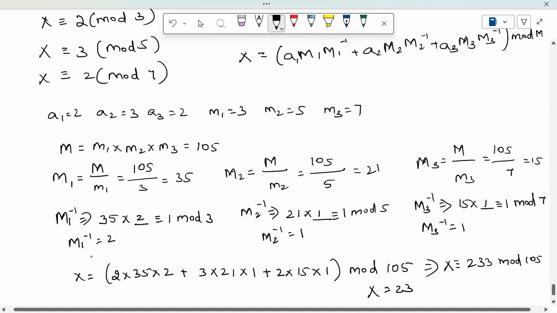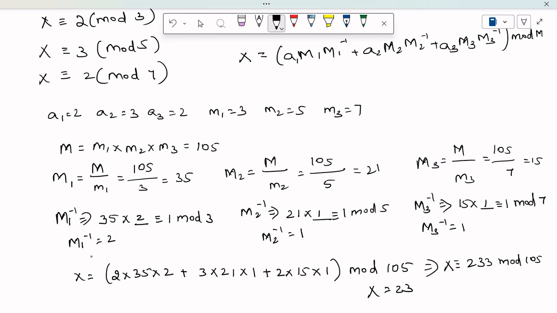So you can try it out for 23 in these equations. If x is 23, 23 minus 2 is 21, which is a multiple of 3. So here again consider this equation. 23 minus 3 is 20, which is a multiple of 5. 23 minus 2 is 21, which is a multiple of 7. So here all these equations are satisfied by the value of x, which is 23.